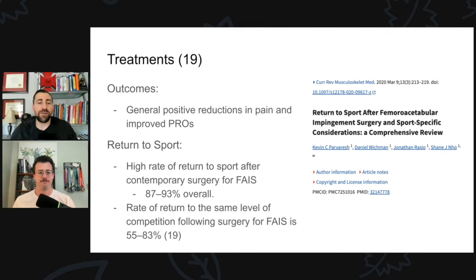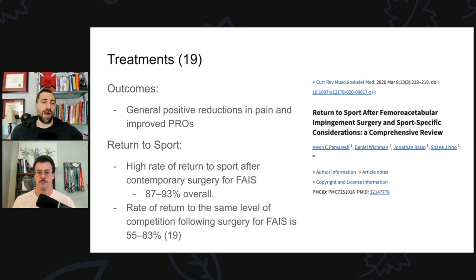Return to sport rates. Generally, there's a high rate of return to sport after contemporary surgery for FAI, around 87 to 93% overall, depending on the study that you read. And the rate of return to the same level of competition after surgery for FAI is 55 to 83%, which is really important to note.